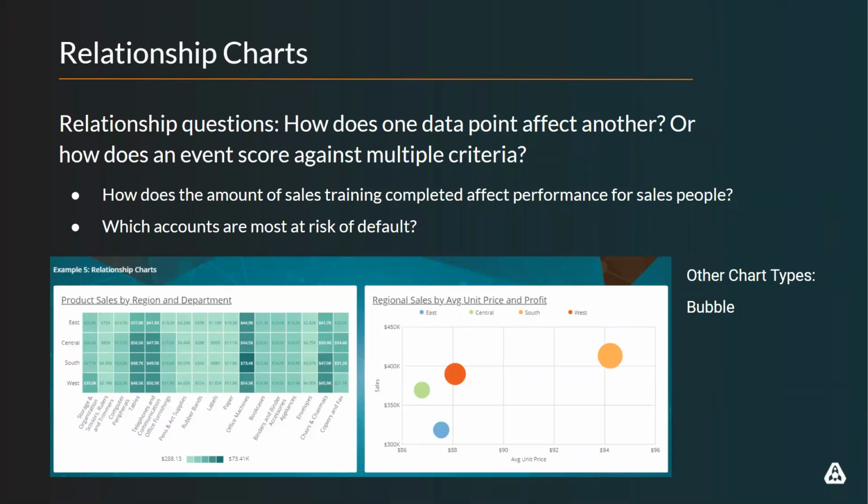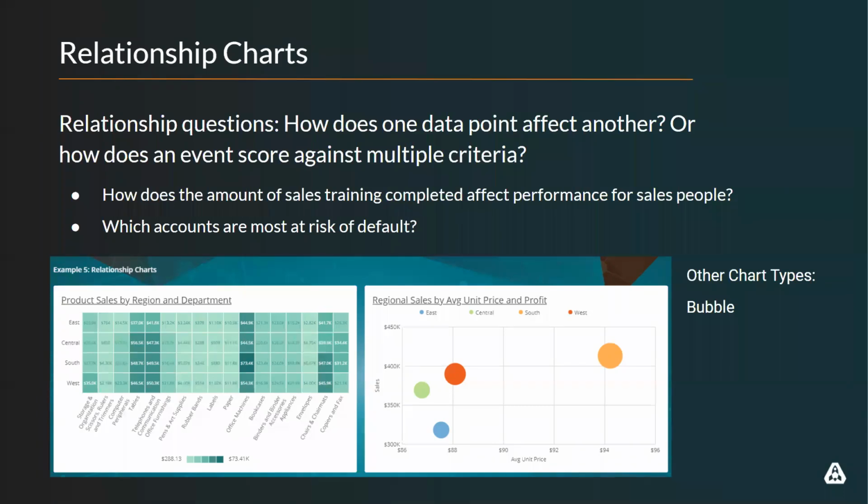A really great example, I have a heat map chart on the left here and a scatter plot on the right. Right away, if you take a look at that scatter plot on the right, we have sales on the y-axis, we have average unit price on the x-axis, and the size of each of those bubbles is the amount of profit that that region accrued over the time period that this data is representing.